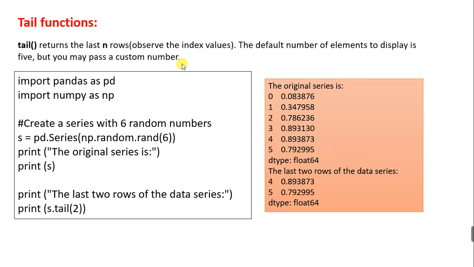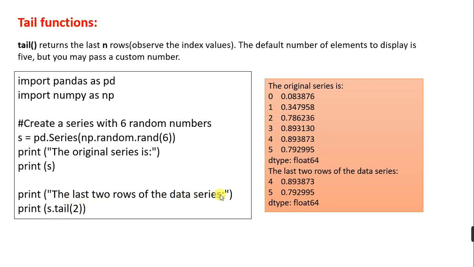So here, in the same manner, if you do not pass the default last 5 and pass a custom number, as many elements as you have specified as a value will be returned. Now s is equal to pd.Series of np.random.rand(6). Again, 6 random numbers will be generated with index 0 to 5. Then we printed this series. Then print the last 2 rows of the data series.